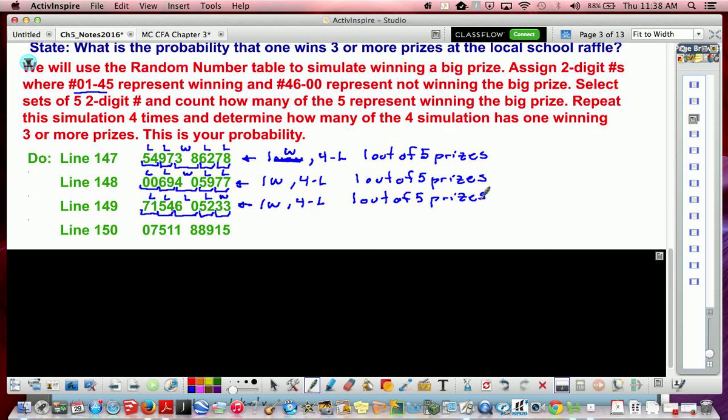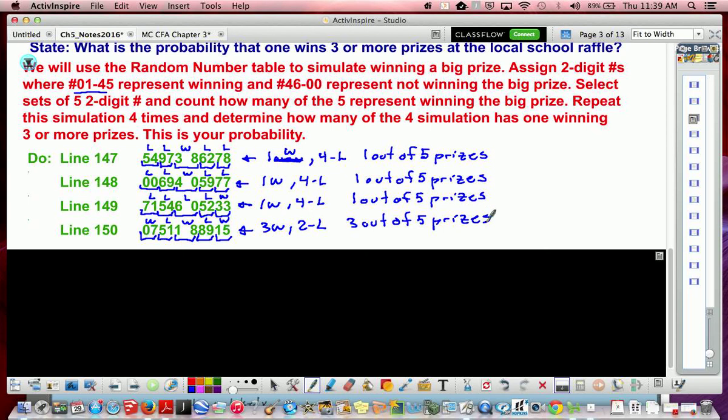Let's do the last line. 07. Hey! That's a good start. 51. 18. Yeah! 89. 15. Woohoo! Guess what? Did I just win 3 or more prizes? Yeah. I love statistics. I love probability even more. This is like games. So in this case, I actually won 3 out of 5 prizes.